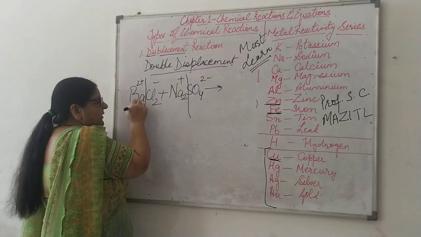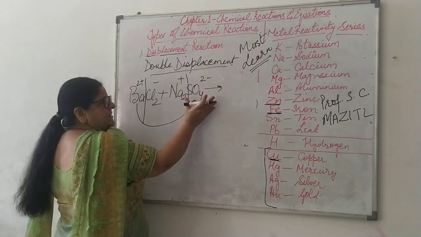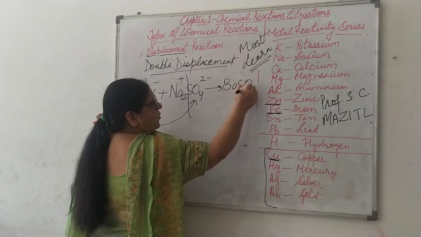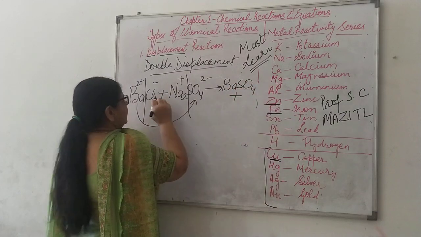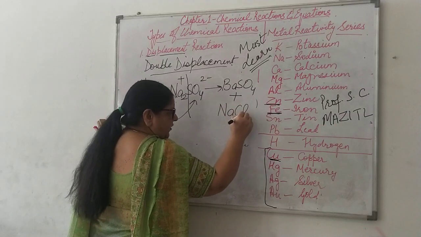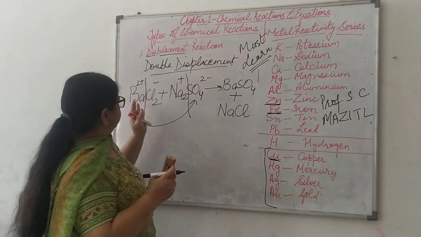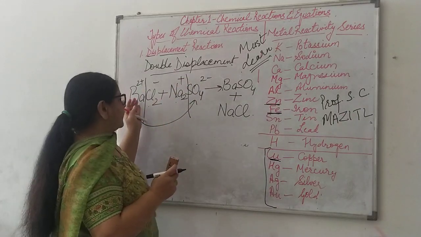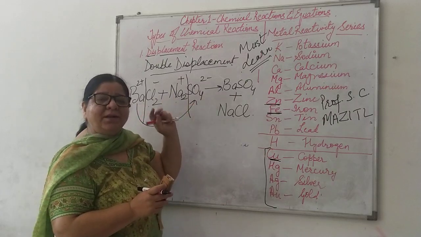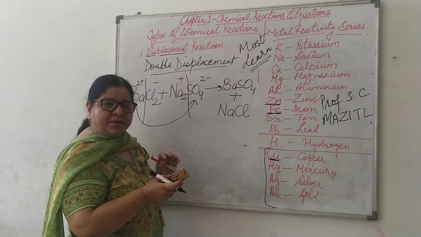So here the exchange of ions will take place. This positive ion will combine with the negative ion here and form BaSO4, plus what will be formed? NaCl. I'm not writing the balanced equations here. You can balance them, right? So here exchange of ions will take place. That is why it is known as double displacement.